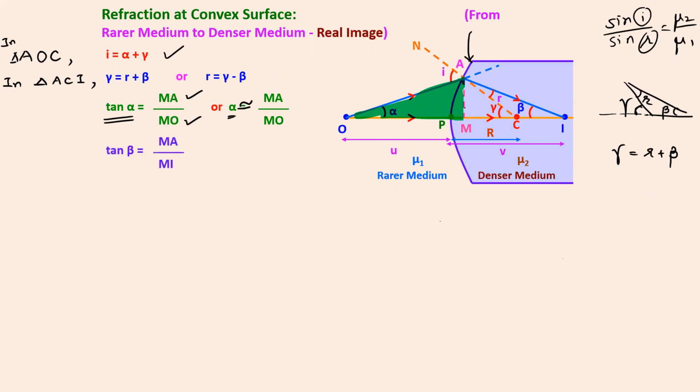For beta, which triangle can we take? Can you see this? It is again a right angle triangle.